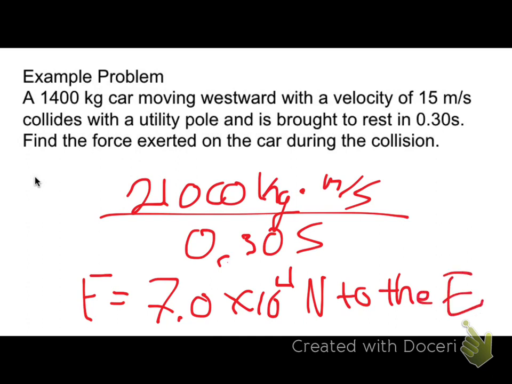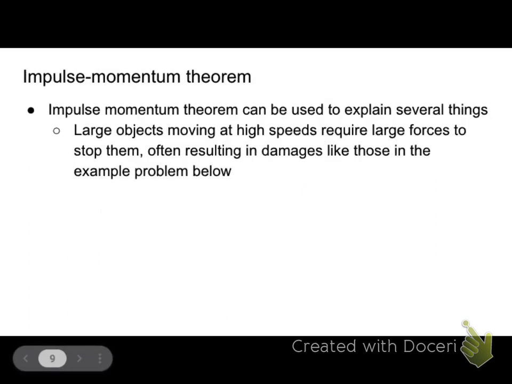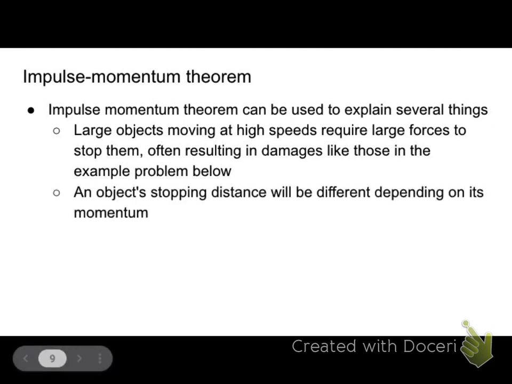All right, resuming. So these are the things we already know about impulse momentum theorem. The next thing that can be described by impulse momentum theorem is that an object's stopping distance will be different depending on its momentum. So something that has a greater momentum is going to require a longer distance to stop it.